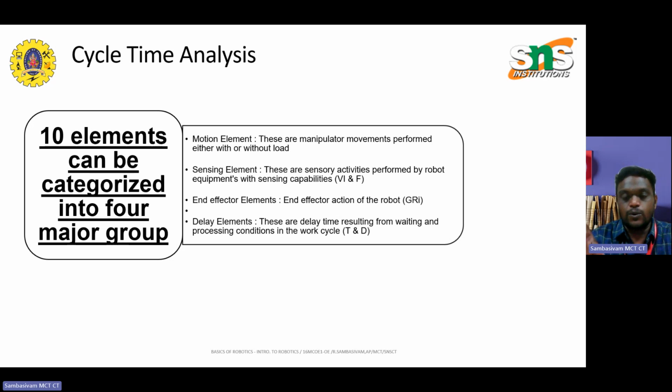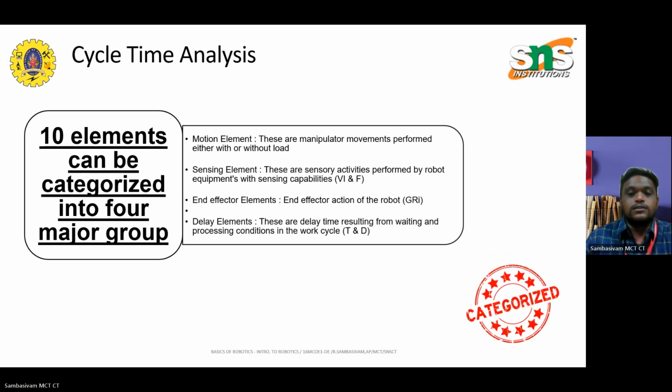Finally, the third one is end effector elements, which are the robot's gripper mechanism. How much time it takes to hold the material, or how much time it takes to release the material. This is how the end effector elements are taken into account for a robot gripper. We can use tools or materials that the robot can hold.